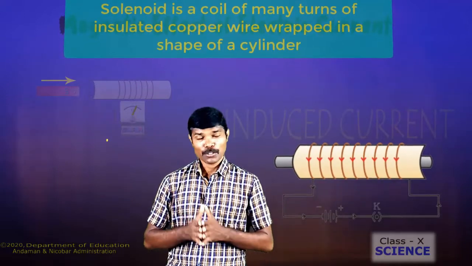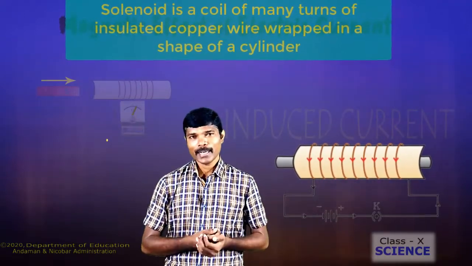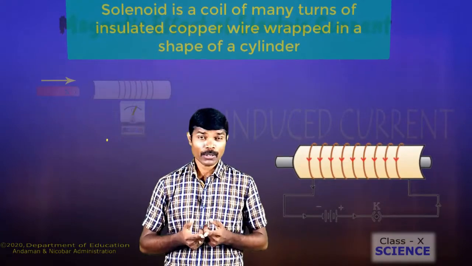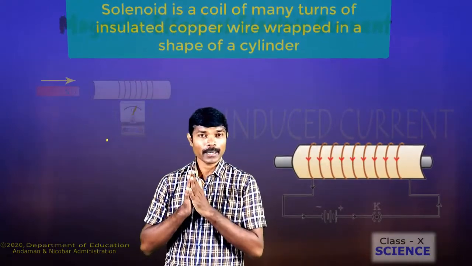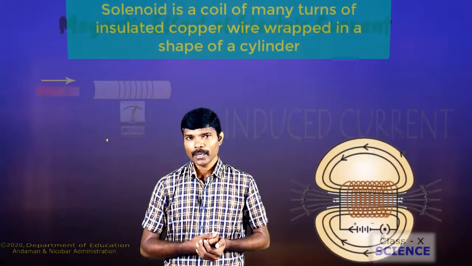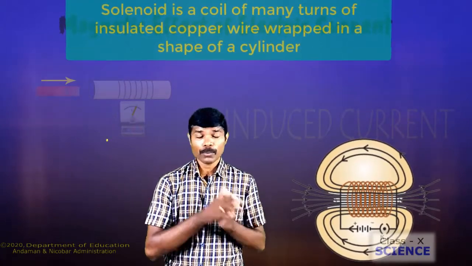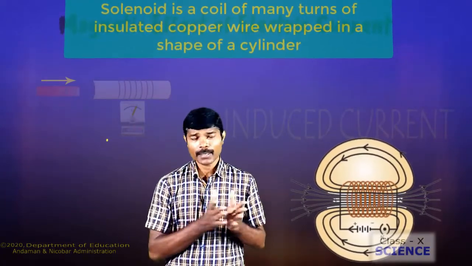We call it an electromagnet. Altogether we can say that when electricity is supplied to a solenoid, it acts very well as a magnet. We call it an electromagnet. Here one side will be the north pole and the other side will be the south pole, just like a bar magnet.